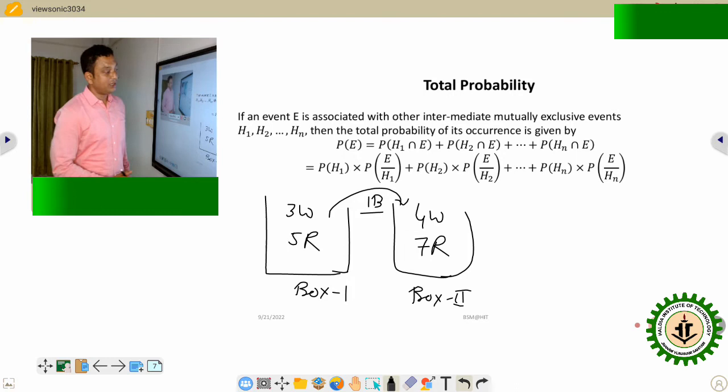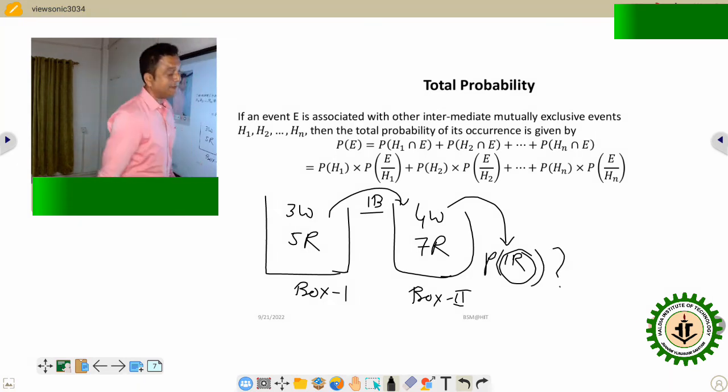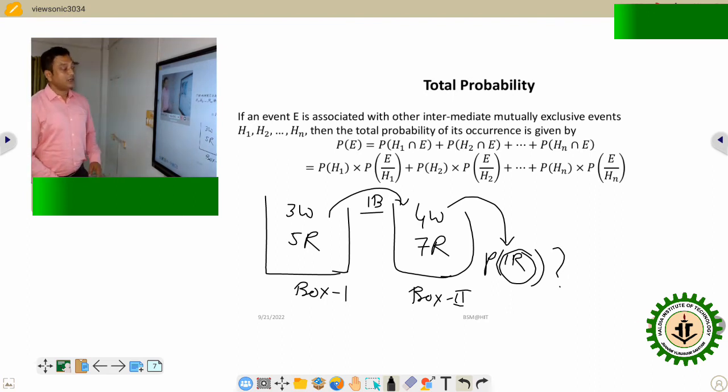Now you want to find a red ball from the second box, and what is the probability of this? So what is happening? Two boxes are there: 3 white and 5 red balls in box 1, and 4 white and 7 red balls in box 2. One ball is transferred from box 1 to box 2. You don't know the color. Now you want to draw a red ball from the second box. These are the cases you are considering here.